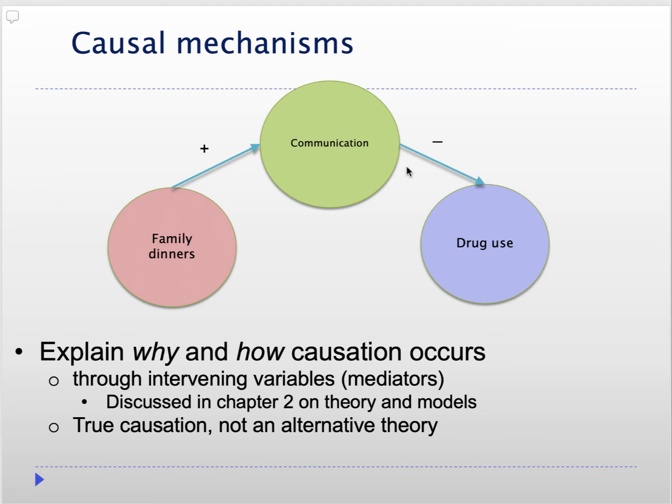More family dinners, more communication between parents and teens; more communication, less drug use. The communication helps the teens see problems from drug use, think about alternative theories, or perhaps not have the emotional problems that drive it. I want to emphasize this is true causation. It's not an alternative theory. It's not an alternative explanation for the correlation. It is causation.